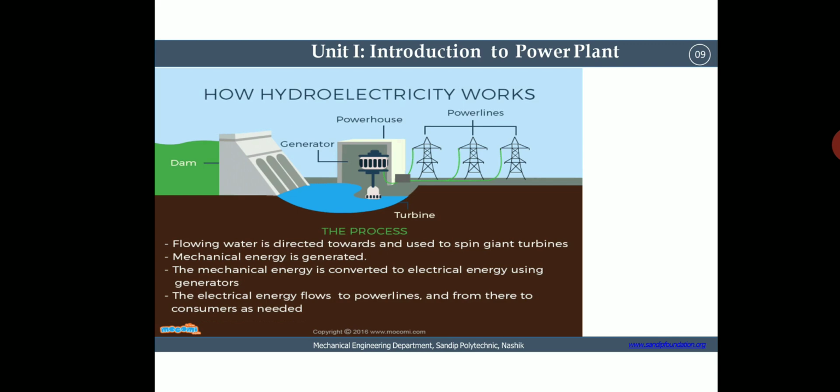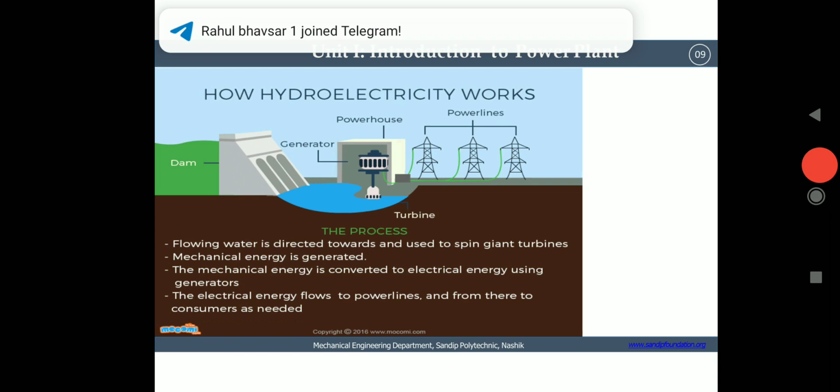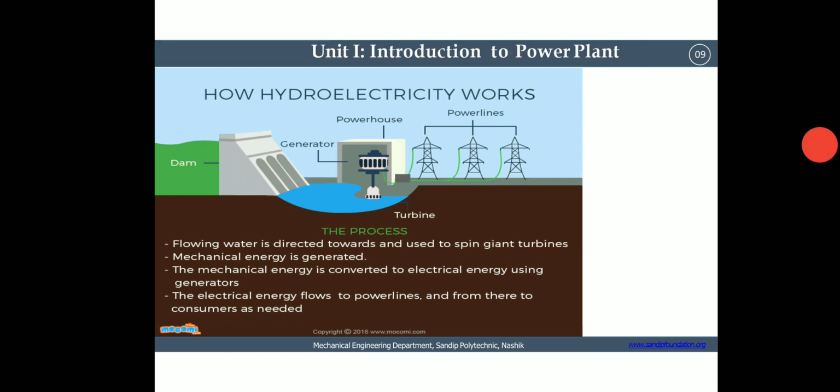So how does a hydroelectric power plant work? You can see in this figure, the flowing water is directed towards and used to spin giant turbines. Mechanical energy is generated. That mechanical energy is converted into electric energy using the generator. The electric energy flows to power lines and from there to consumers as needed.